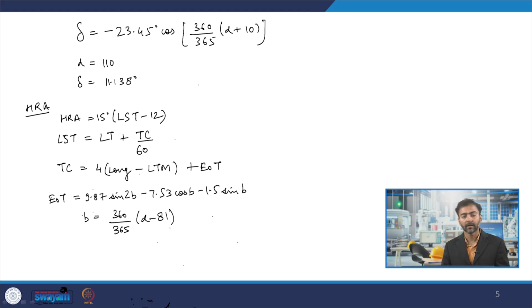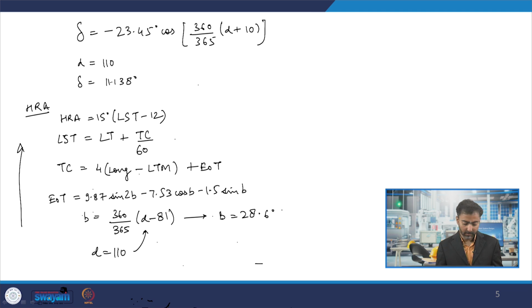Those are the 5 equations which we need to solve to find out the hour angle, and as I already discussed, the order of solution should start from the last one going towards the first one. So, in this example we have found d as 110. If you put this value of d in the equation of small b, it gives you the value of small b as 28.6 degrees. The solution for b which you get by this equation will always be in degrees, never in radians. So, you have b equal to 28.6.